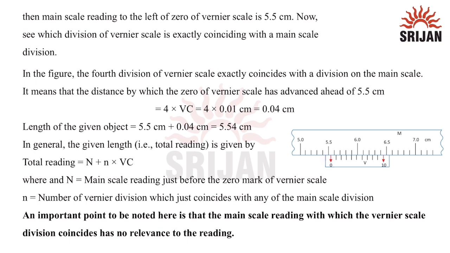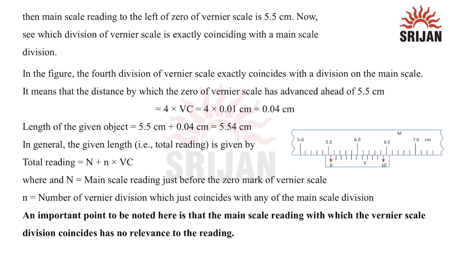Now see which division of the vernier scale is exactly coinciding with a main scale division. In the figure, the fourth division of the vernier scale exactly coincides with a division on the main scale. As you can see in this particular picture, the fourth division, that is 1, 2, 3, 4, is exactly coinciding with the division on the main scale.